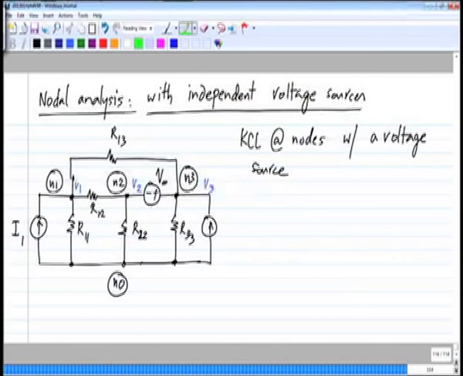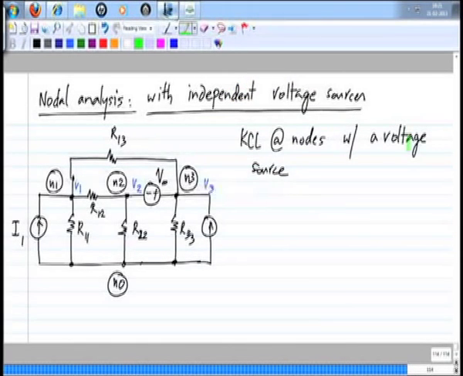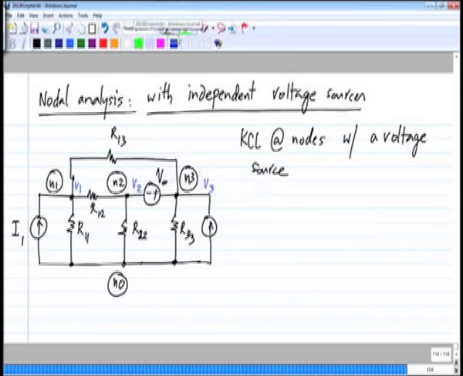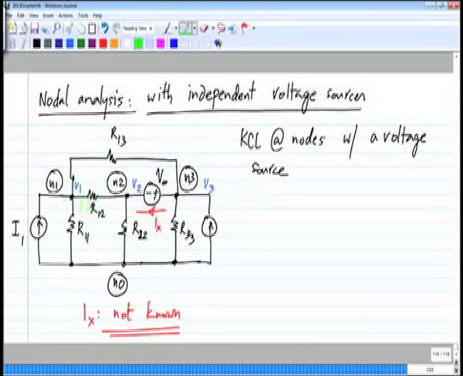So now, what do we have to do? We have an extra unknown, let me call that Ix, and I will use the passive sign convention as always. I will show the current through the voltage source as going from plus to minus. As we said, this Ix is not known. But I can still write the KCL at these three nodes if I denote this as Ix, and that's what I will do.